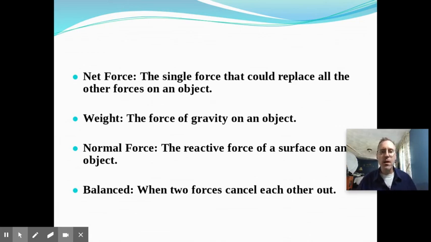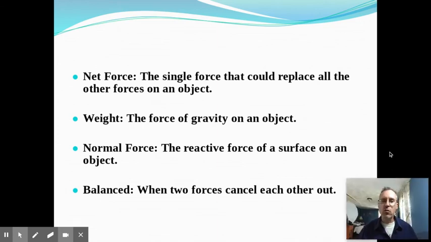Mass does not. Okay, normal force. The normal force is the name that we give to the force of a surface that's pushing up on something. So right now, you're sitting in a chair, or you're standing, or I'm sitting in a chair right now. My weight is pulling me down towards the floor. Why am I not on the floor? Because the chair is in the way, and the integrity of the chair is producing a normal force counteracting my weight.